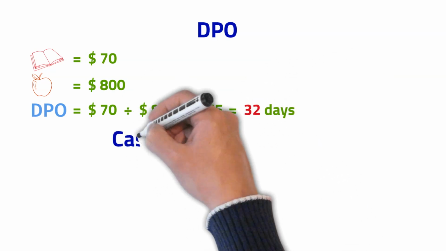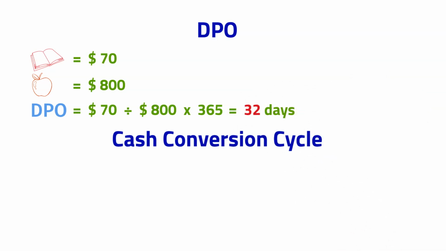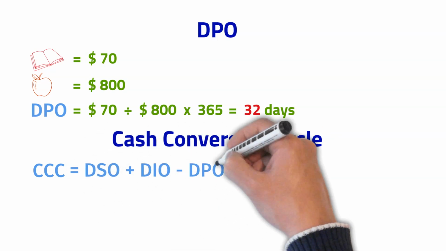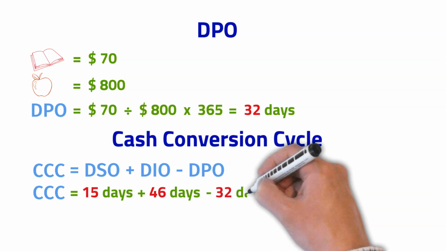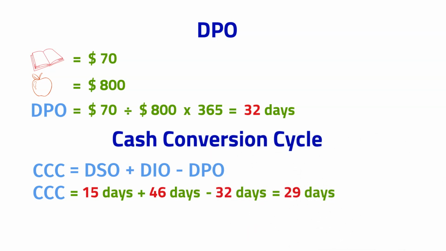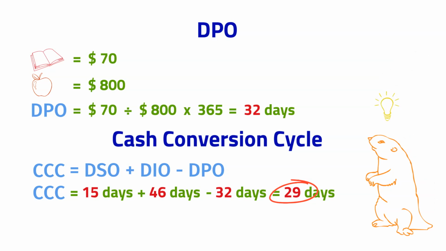Together, these three KPIs form the cash conversion cycle, or CCC. Cash conversion cycle is calculated as DSO plus DIO minus DPO. In our case, it is 15 for DSO plus 46 for DIO minus 32 for DPO equals 29. This means we on average need to wait for a month to get cash out of net working capital. For this 1 month, if we need to pay salaries or taxes, we will need to find another source of funding. The shorter the cycle, the faster you turn operations into cash.